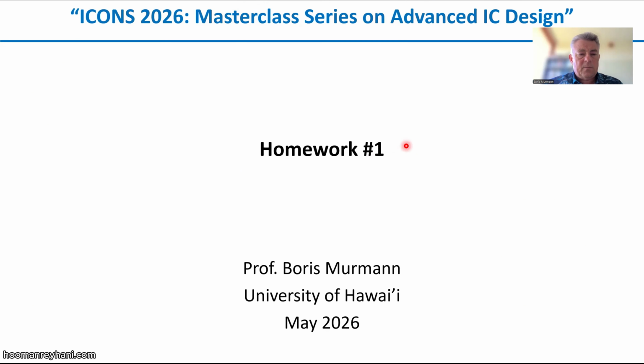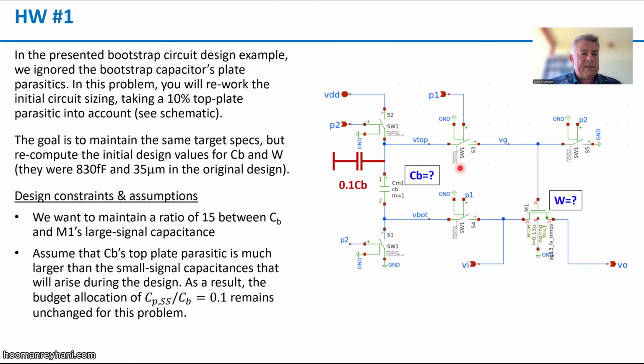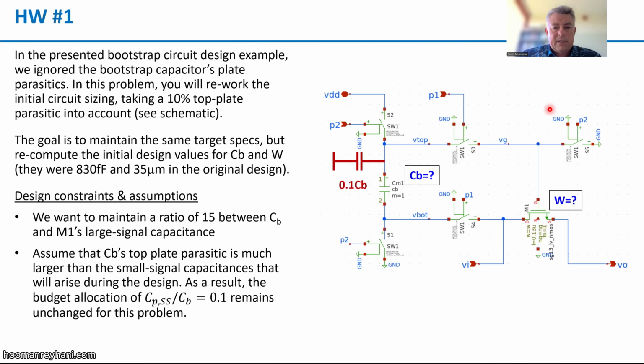So this homework was essentially dealing with the same example that I presented in the lecture on the transistor level design of a bootstrap circuit. And what we did in this lecture example is blatantly ignore any top plate parasitic that this bootstrap capacitor may have. Now, it depends a lot on what technology you have, but oftentimes there's a significant percentage of this capacitor that will be seen as a parasitic to ground.